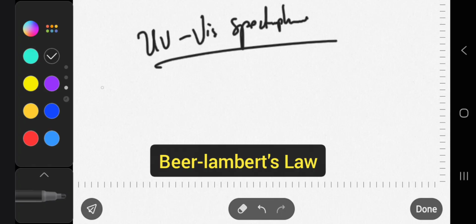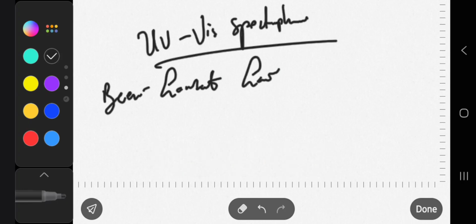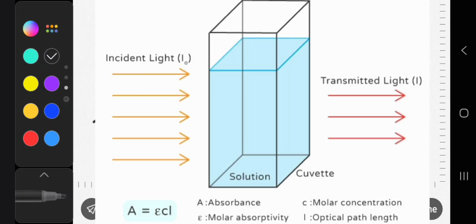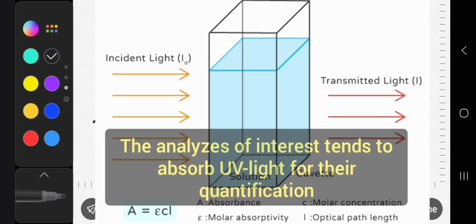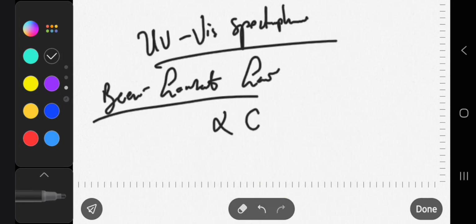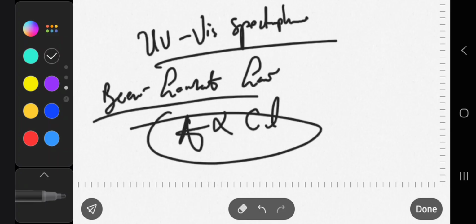It's based on what is called the Beer-Lambert law. It's based on Beer-Lambert's principle, which has to do with the amount of light being absorbed or transmitted by chemical species, and it's directly proportional to concentration and path length. So absorbance, this is basically Beer-Lambert's law. It is the principle upon which the UV-visible spectrophotometer is based.